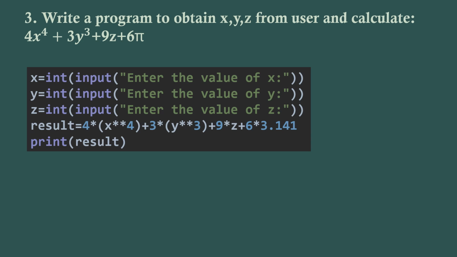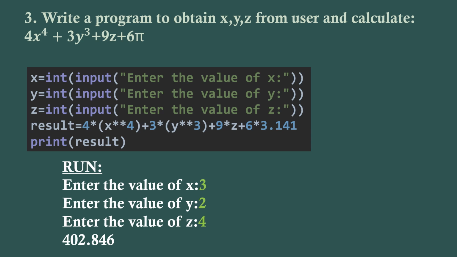Now you have to calculate like this, 4 into x to the power 4. So you have to use the exponentiation operator here, x to the power 4 plus 3 into y to the power 3 plus 9 into z plus 6 into pi, whose value is 3.141, that you can directly put over here. Now to print the result, you just have to write the print statement. Within that you have to pass the variable result.